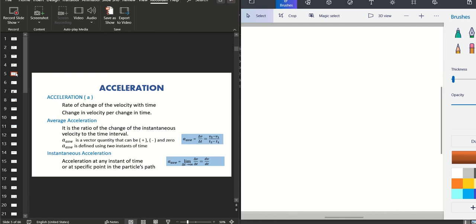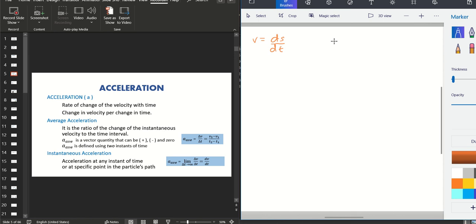Okay? Now, second one is acceleration. Acceleration is the rate of change of velocity in time. So you mean, sir, nag-change na nga yung velocity tapos nag-change pa siya? Oh. So again, velocity is the change in displacement over change in time. Okay, yung S displacement yan.